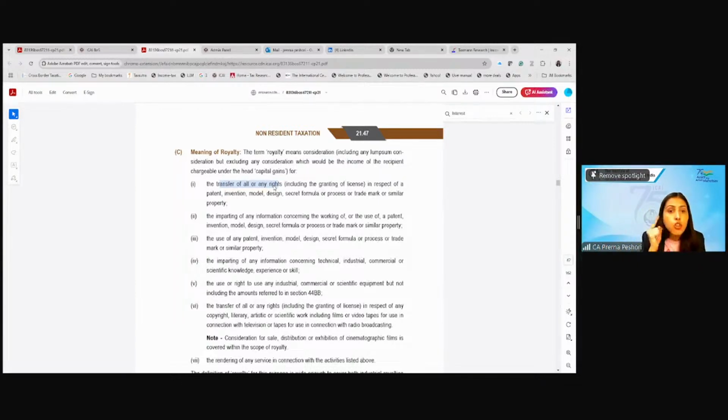Third one, use of any patent, invention, model, design, secret, formula or process. So you don't have any rights, but you are using any patent which is developed by a different company, or any invention which is done by a different company. Or let's say I have developed the design with respect to this building, the architectural design. I'm allowing the builder to use this design to construct the building. The payment that the builder will be making to the architect will be nothing but royalty.